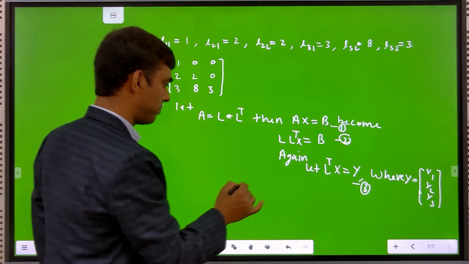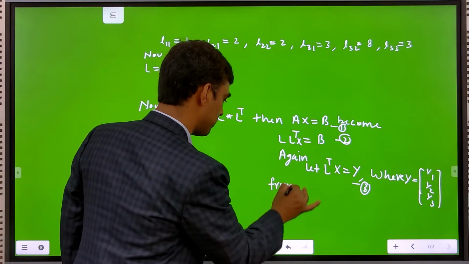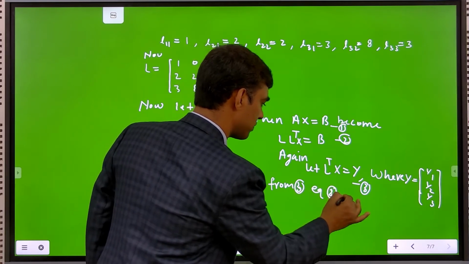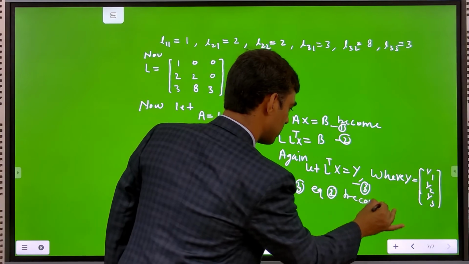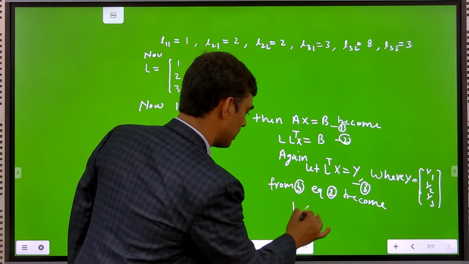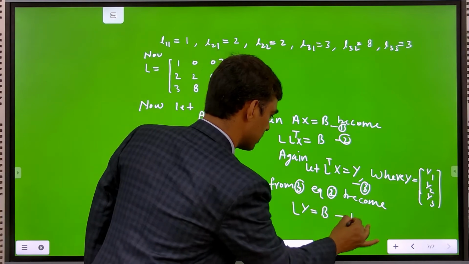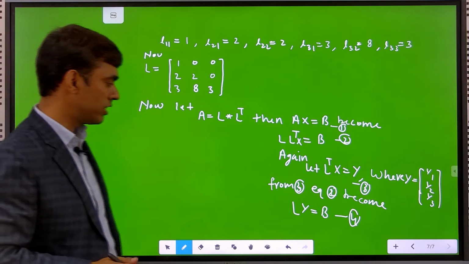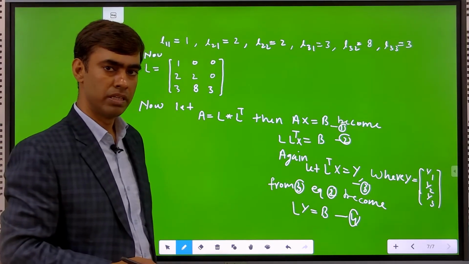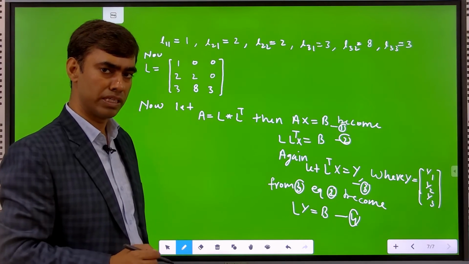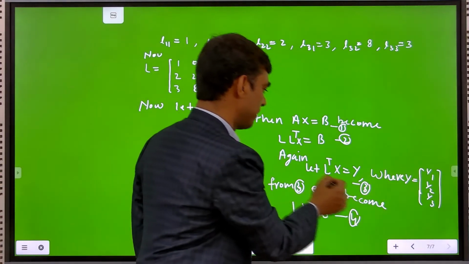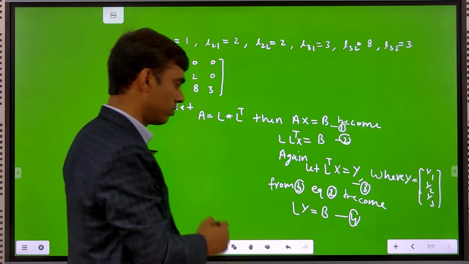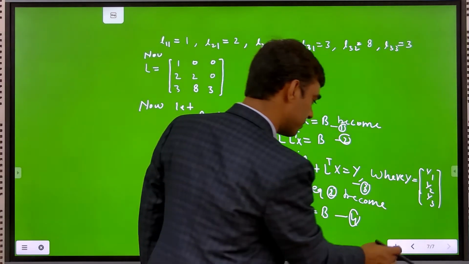Now from the third equation, the second becomes Ly equal b. This one is equation number 4. As we discussed earlier in Cholesky's method, first we solve equation number 4, Ly equal b, in order to find the values of y. Once we find the values of y, then we solve L transpose x equal y in order to find the original unknowns.